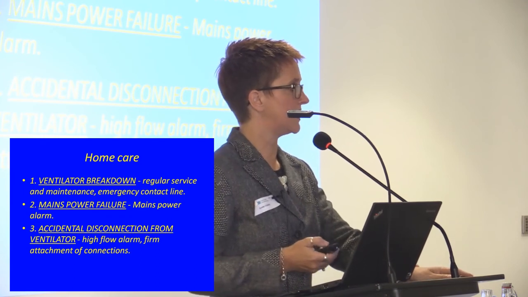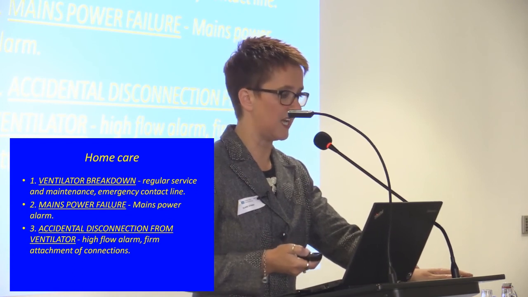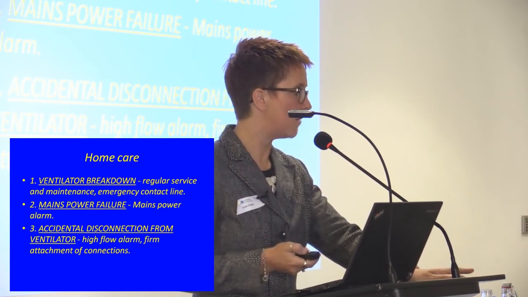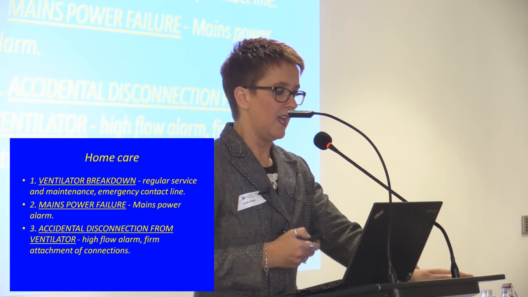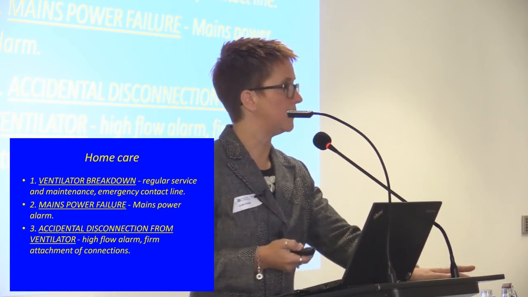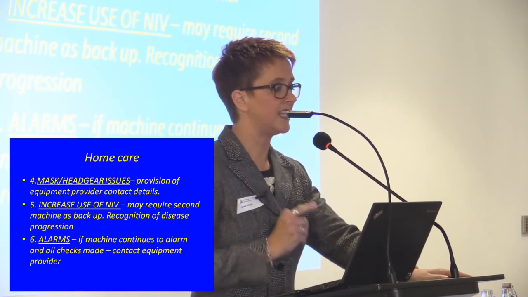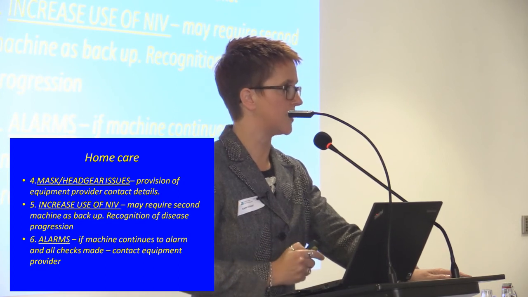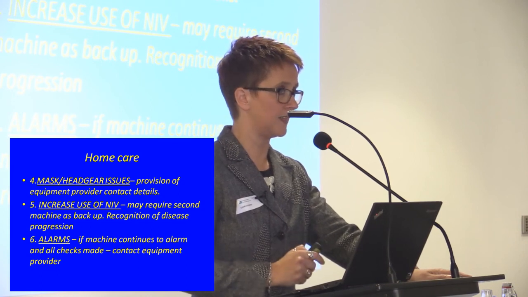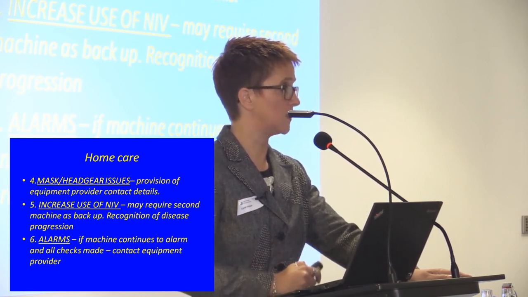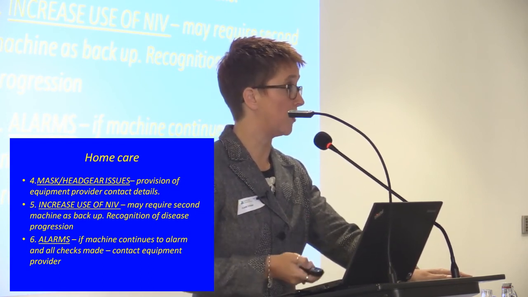Part of the home care network with regards to technical support, there should be regular service of the machines, usually about 6 monthly, emergency contact line. Mains power failure, there should be an alarm that alerts you to that, and most of these machines and equipments now have internal batteries. Accidental disconnection from the machine, the high flow alarm or disconnection alarm should go off. Any mask headgear issues I've discussed there. And then the increased use of NIV, that is your sign that the patient is deteriorating. The more and more they need it, the more symptomatic they are. We need to palliate the symptoms as well as possibly look at the NIV. And the alarms obviously are very important because it's a breathing apparatus.